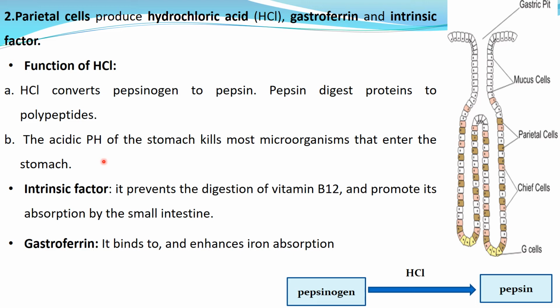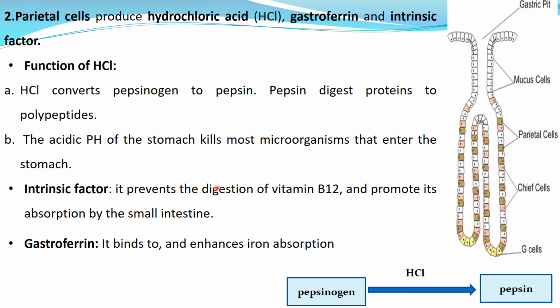Then what we have, the other function of the HCl is, because of the low pH or high acidity, it can kill any organism that can enter the stomach through the drinking water or through the food. So it can act as a line of immune defense mechanism against microbial infection.